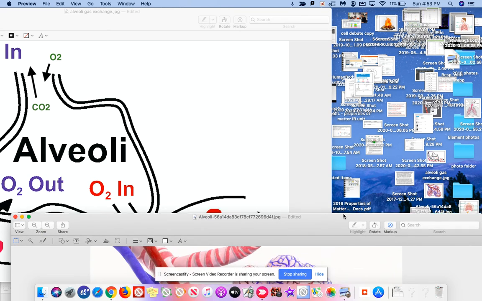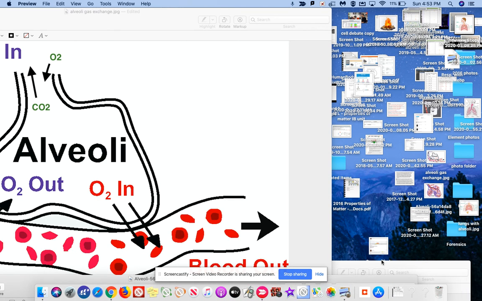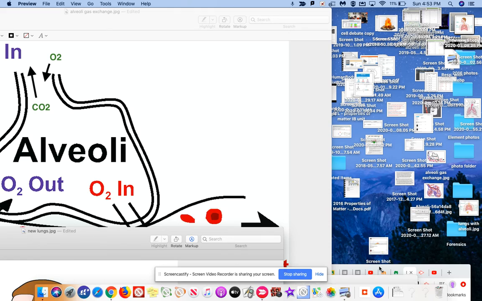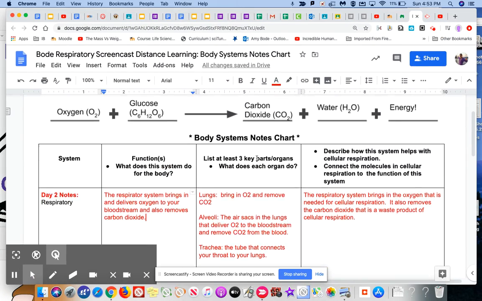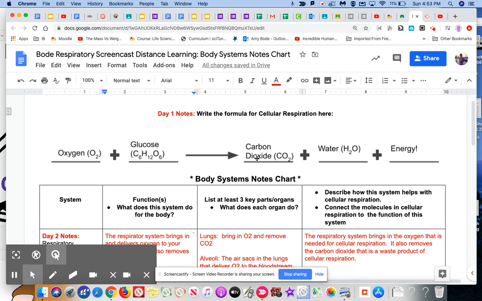So just to make sure you're getting that information for your note sheet, if I can find it here. Backing up a minute on your day one notes, just want to make sure you have the equation for cellular respiration, which is oxygen, which you get from your respiratory system, and glucose come together and they produce carbon dioxide, water, and energy.